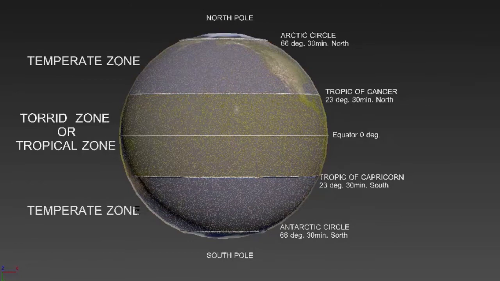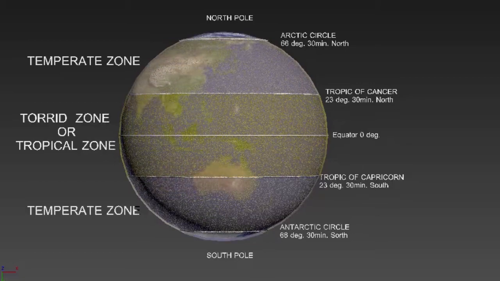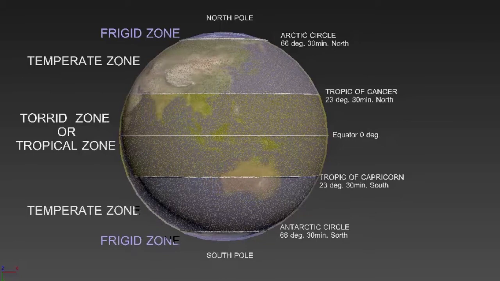Temperate zone. In this zone, the sun is never directly overhead and the climate is mild, ranging from warm to cool. The 4 annual seasons, that is spring, summer, autumn and winter, occur in these areas.